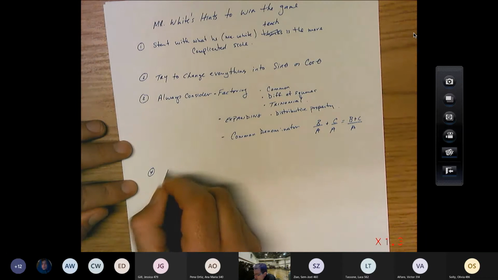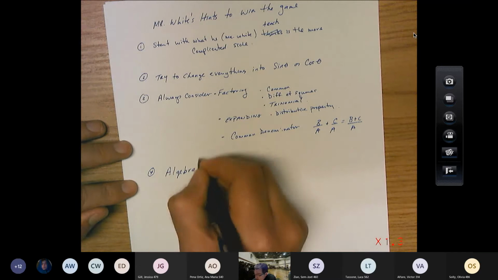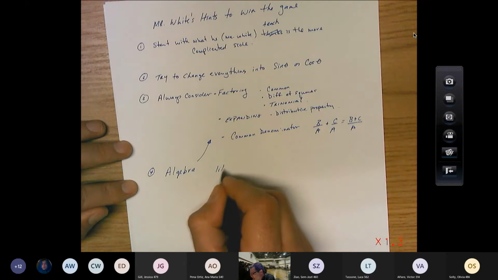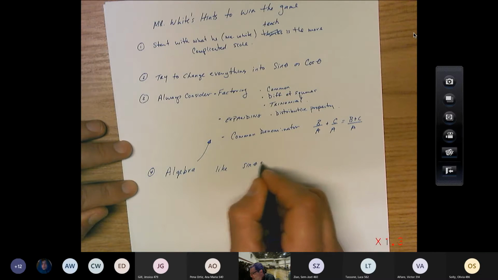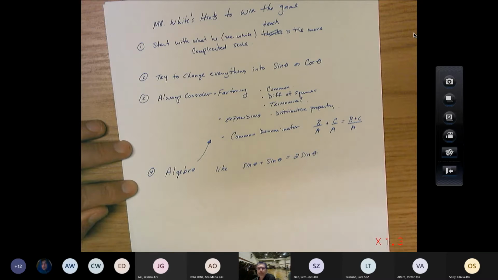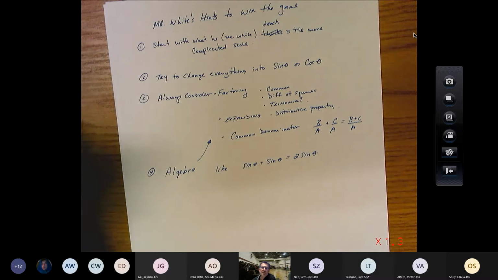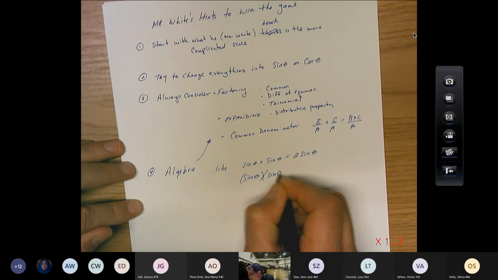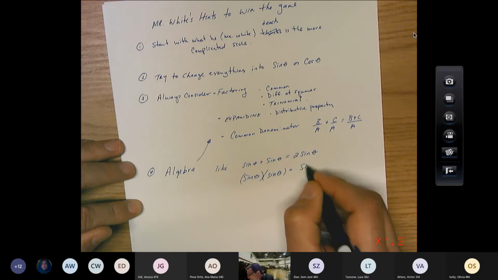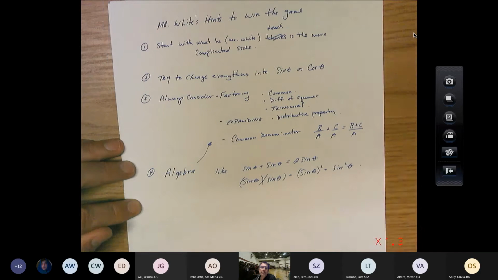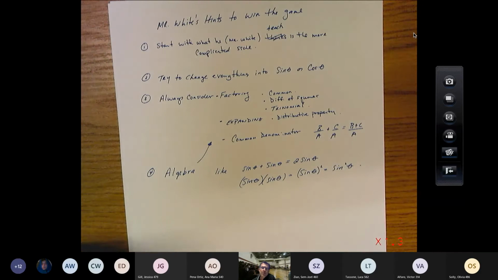I want you to remember algebra, which actually is all of this. But I also want you to remember things like, I don't know, that sine theta plus sine theta perhaps could be written as 2 sine theta. What do you think? That if I have a sine theta plus a sine theta, then that's the same as 2 sine theta. What do you say? And then if I have a sine theta times a sine theta, that in fact would be sine theta squared, which we would write like that. I think that would be a good thing to remember, don't you?